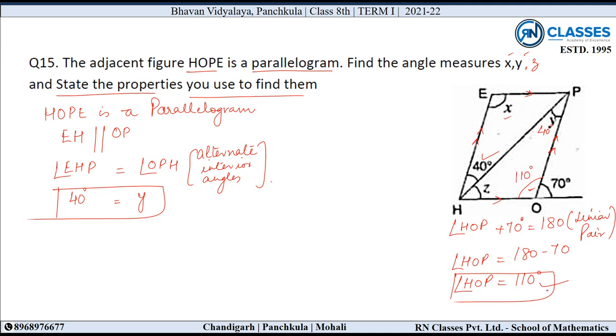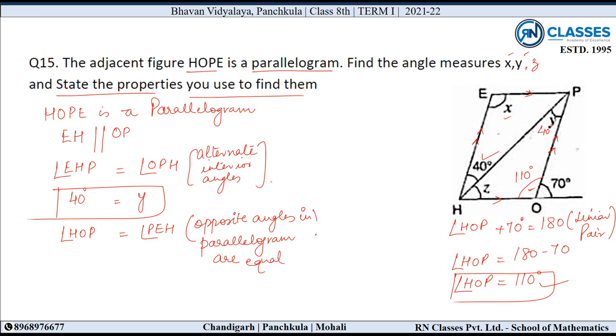If I got this as 110 degrees, then angle HOP is equal to angle PEH. Why those two angles? Opposite angles in a parallelogram are equal. As simple as that. If they two are equal, HOP is 110 degrees, PEH is X. So X is 110 degrees. I got this too. Now I just have to find Z. This is 110, this is 40, the value of Z will come by the angle sum property.